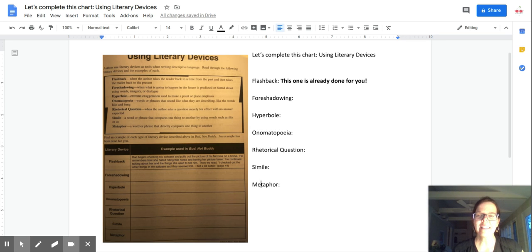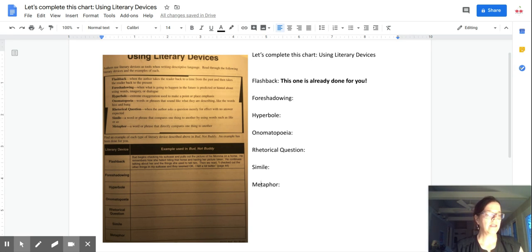Hi class, let's talk about the page in your packet called Using Literary Devices. So make sure you have your packet and your pencil ready and use the pause button when you want to, so that I don't go too fast for you. Well, on my screen you see the page that you should have in your packet.